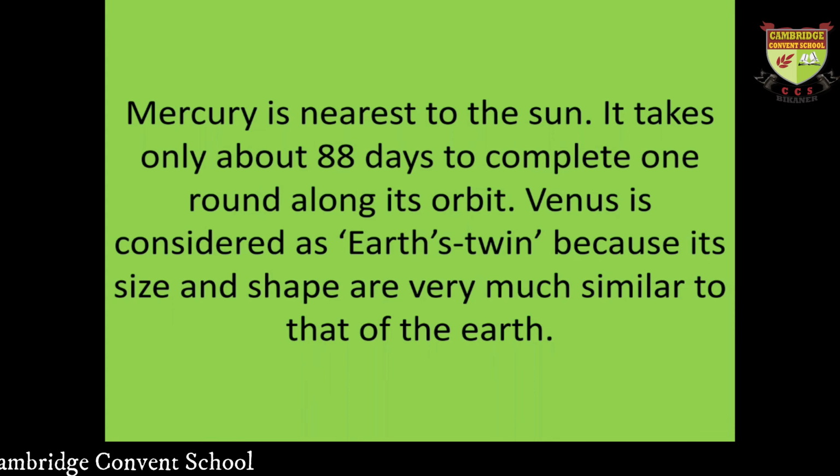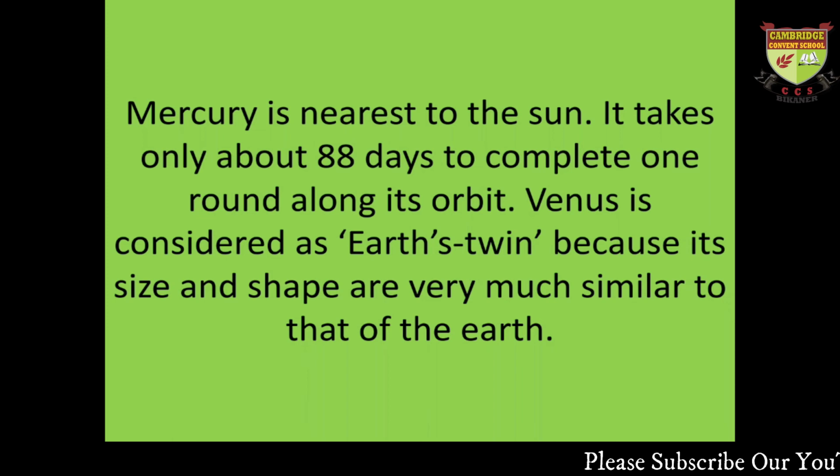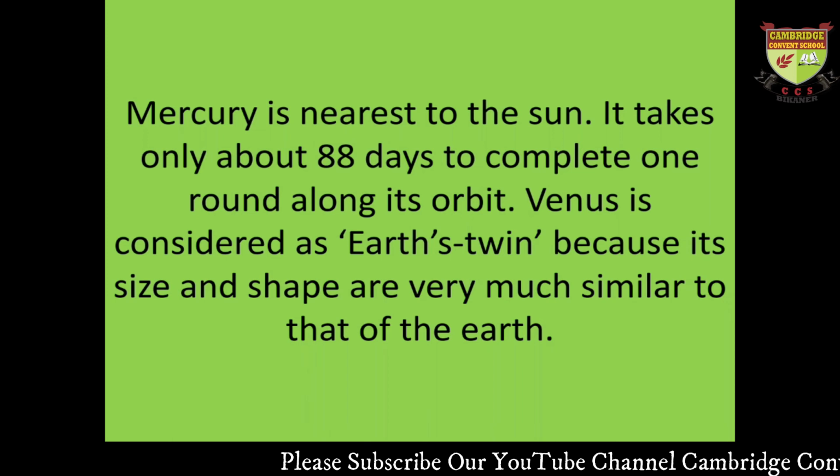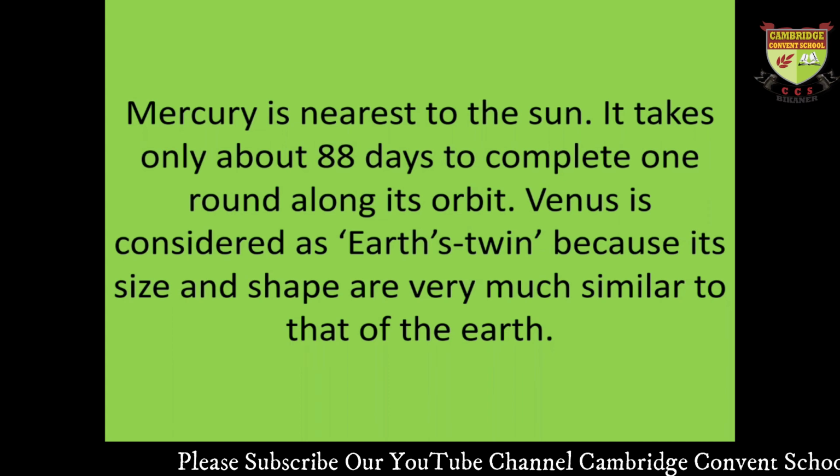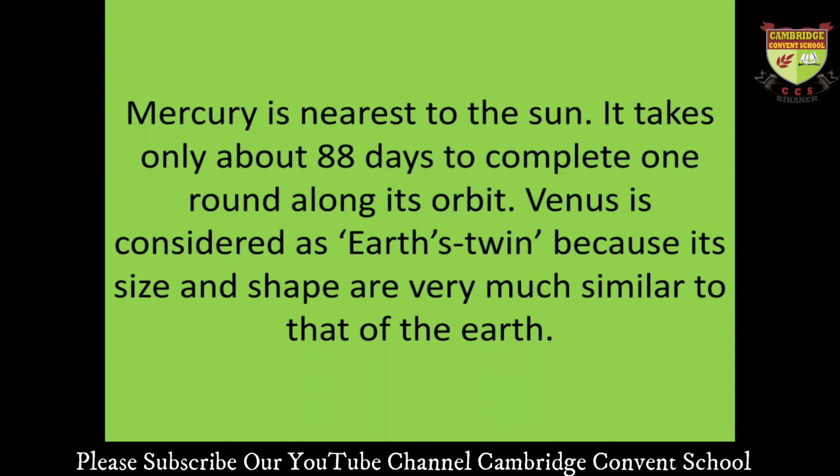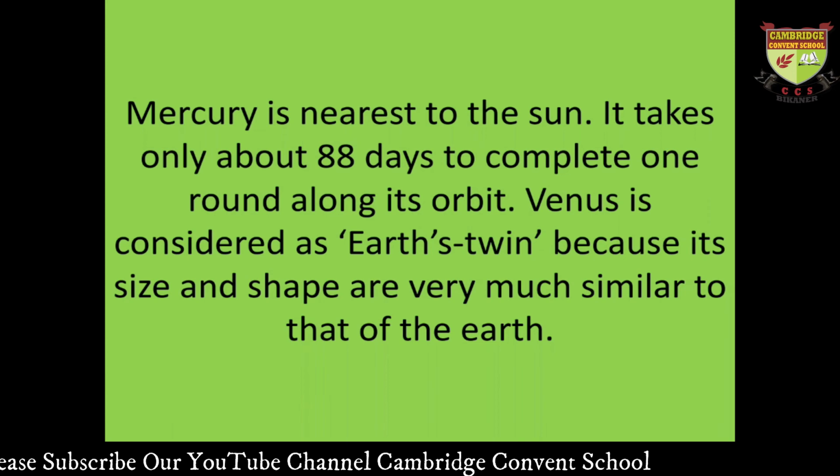Venus is considered as the Earth's twin because its size and shape are very much similar to the Earth. These are the facts I have given you: Mercury is the nearest to the sun and it takes 88 days to complete one round around the sun, and Venus is considered as the Earth's twin. Twin means similar. Its size and shape are very similar to Earth. That's why it's called Earth's twin.